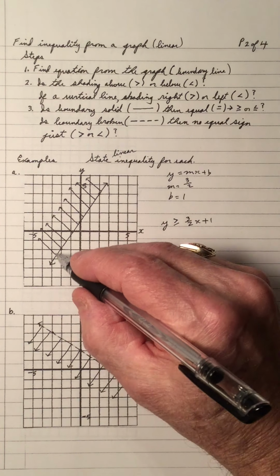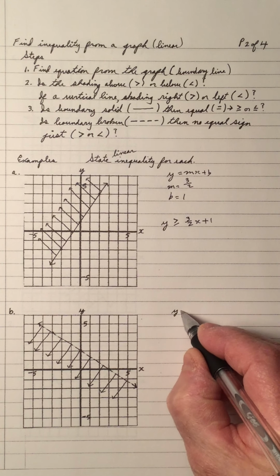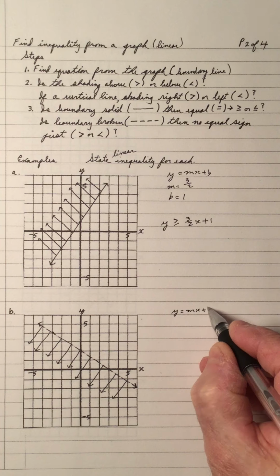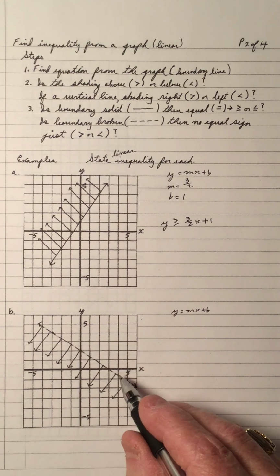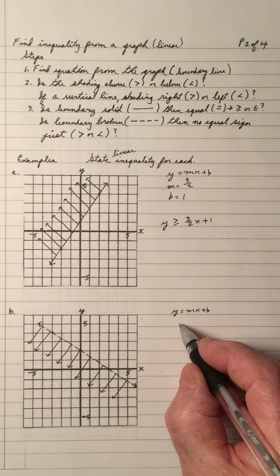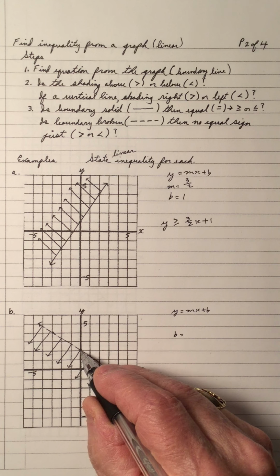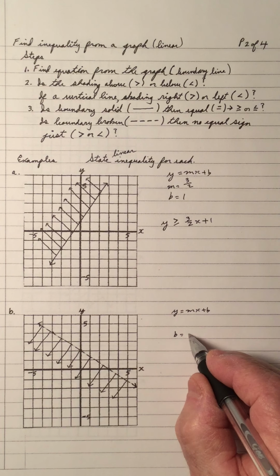Notice an oblique line. When the line is oblique, then we can write y equals mx plus b as the boundary line. An oblique line is a line that's not vertical or horizontal. So let's see what the y-intercept is. The y-intercept is plus 2: 0, 1, 2.